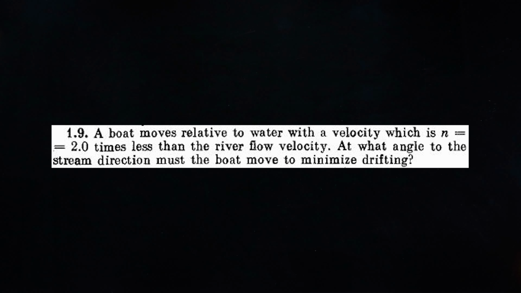Question number 1.9 on the board. A boat moves relative to water with a velocity which is n, which is 2 times less than the river flow velocity. At what angle to the stream direction must the boat move to minimize drifting?